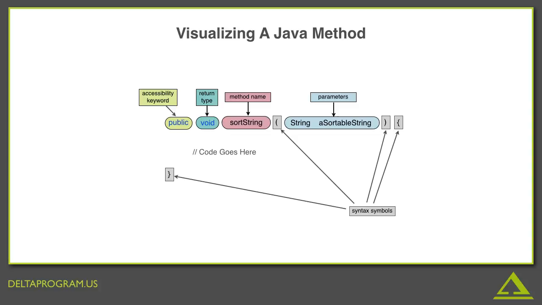Notice that there are 5 components to a Java method signature. The first component is the accessibility keyword. There are several different kinds, which we will cover later, but this basically defines what has access to this method. The second component is the return type. This defines what type of data the method must return. In this example, void means it doesn't have to return anything.